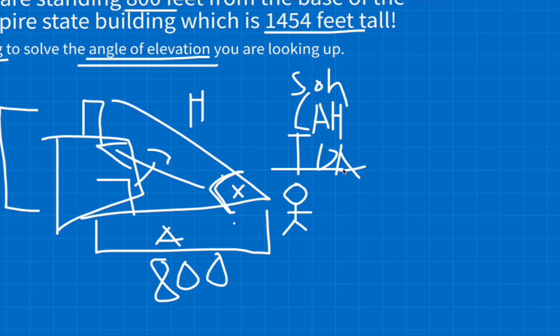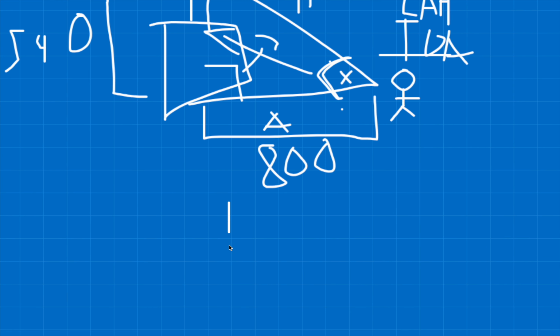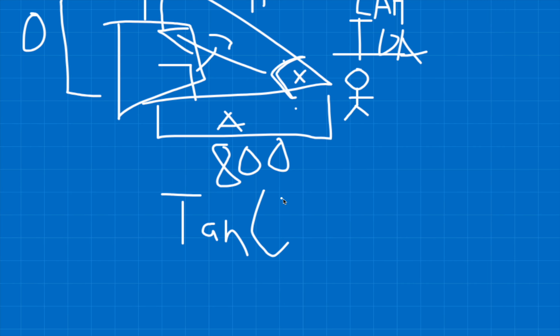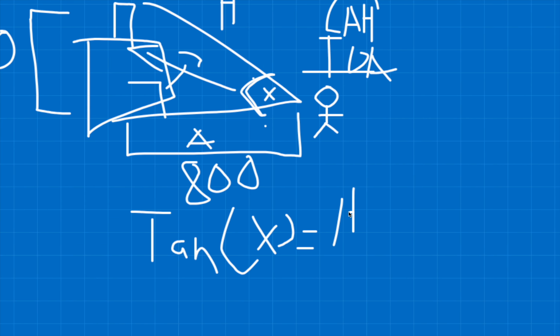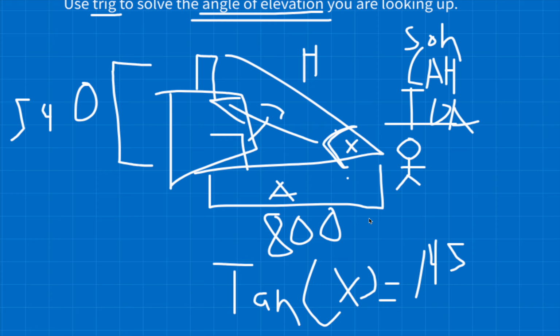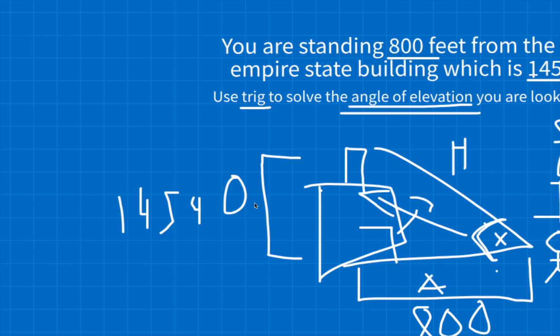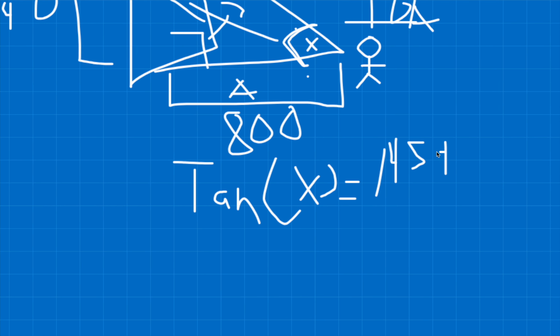We're going to use tangent, and so we'll get tangent of x equals 1454 divided by 800. Let's not make it a banana.